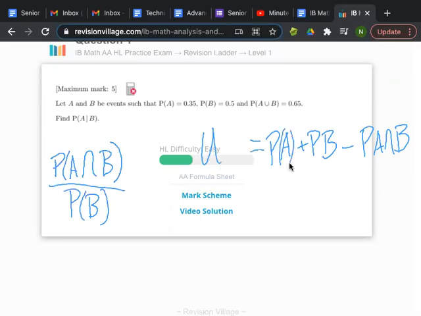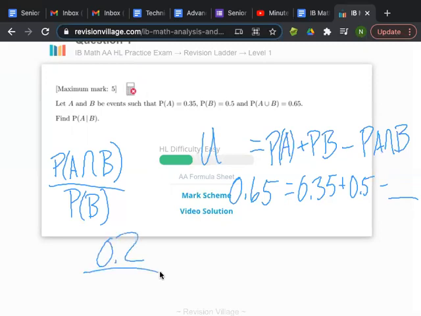Okay, with this formula, now I just get to plug it in. 0.65 is equal to 0.35 plus 0.5 minus what I'm looking for. So then math happens. 0.35 minus 0.5 is negative 0.15, so the intersect is 0.2. Did I do that right? Yeah. Divided by the probability of B, which is 0.5, and that is equal to 0.4.